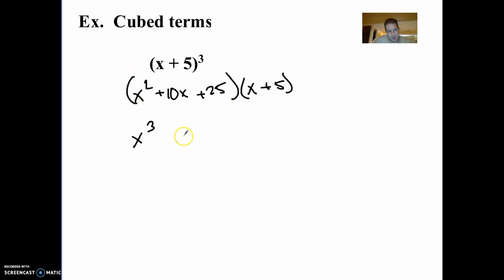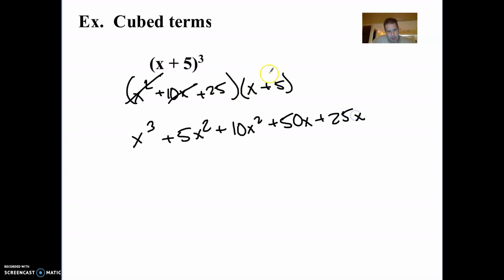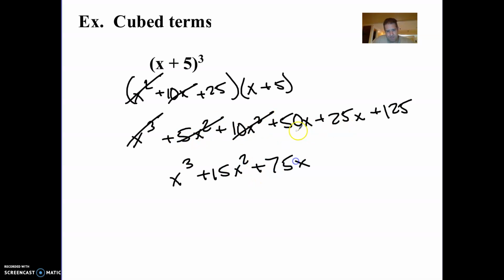So x to the third plus 5x squared, done with that. 10x squared and 50x, done with that. 25x, and 5 times 25 is 125. Clean it up. Only 2 x squareds, makes 15x squared. The x terms become 75x, and the 125. And I think that's it.